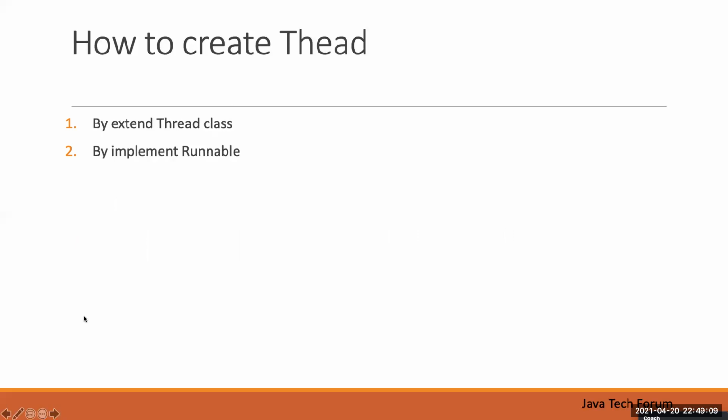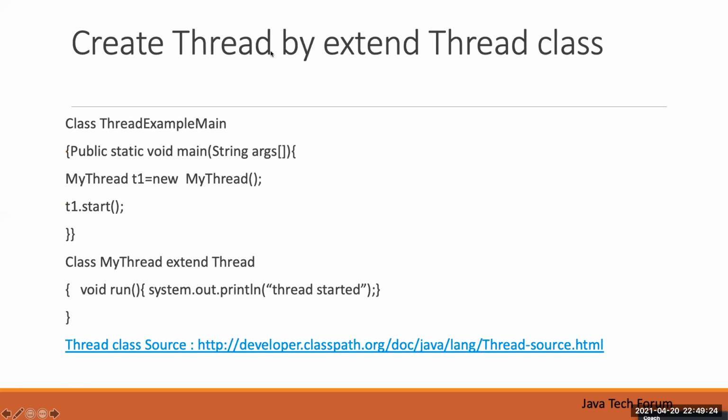Now we'll see how to create a thread. We can create a thread in two ways: one is by extending the Thread class, and another is by implementing the Runnable interface. First, extending the Thread class. I have created the main class, which has the main method. From here I'm creating my thread class instance, and I start it.